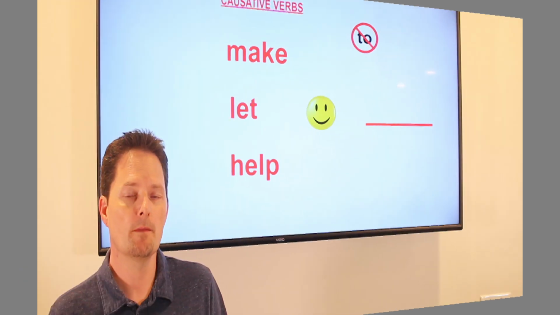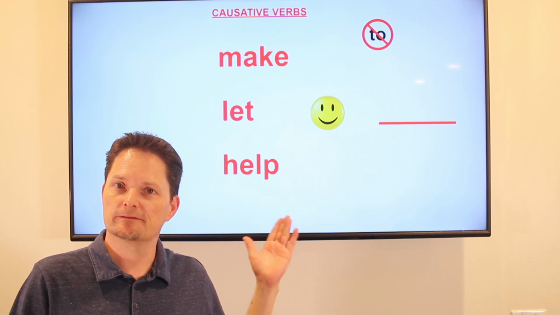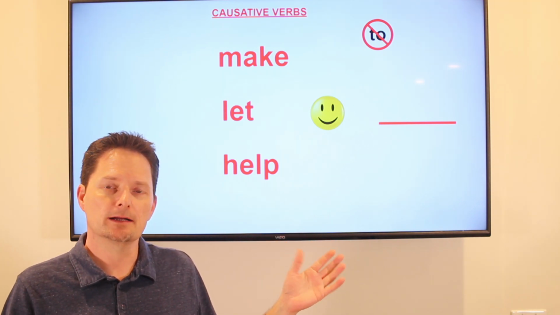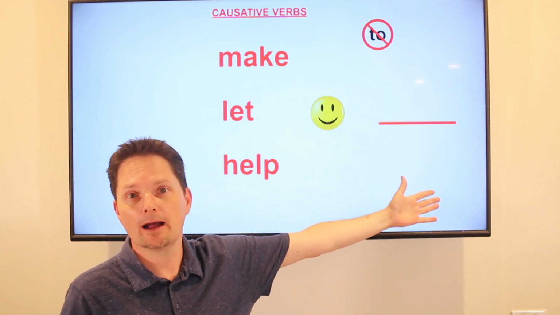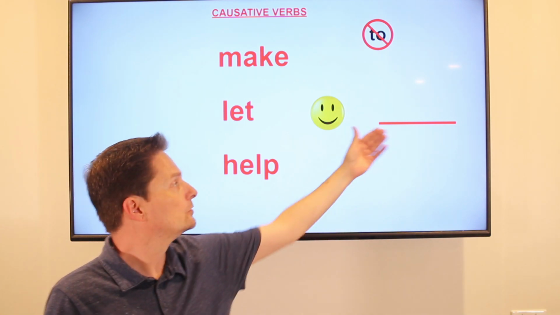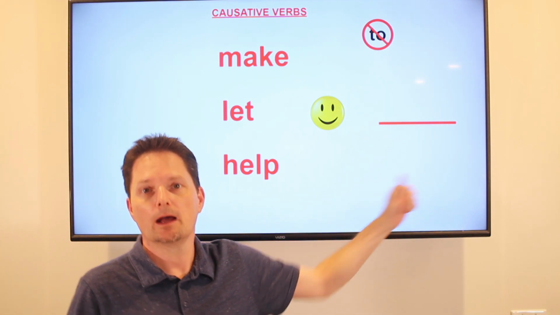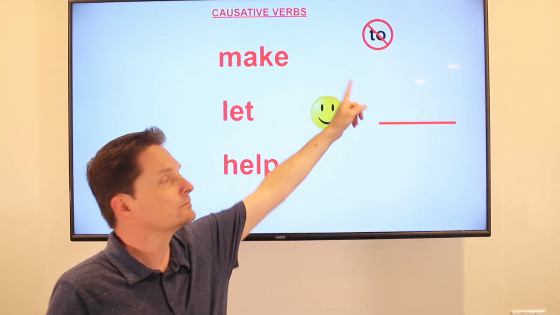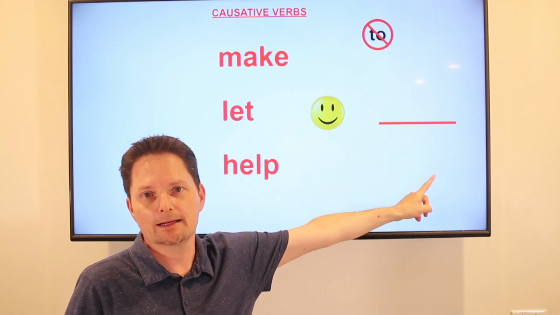Very good. So remember our three special causative verbs. They're causative because they make another action. They make a person do another action. And remember why they're special. We don't use "to" for the second action.